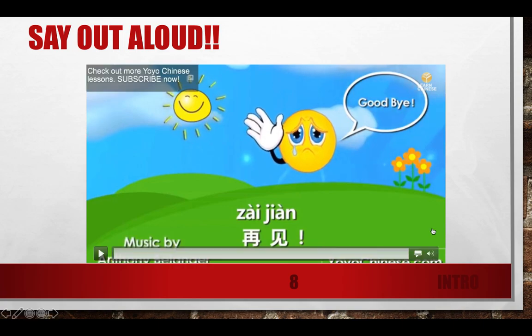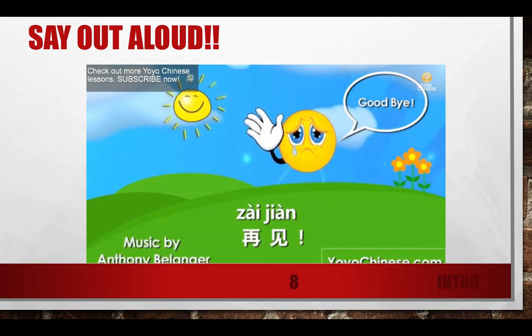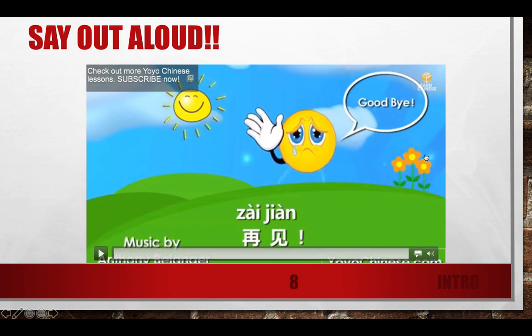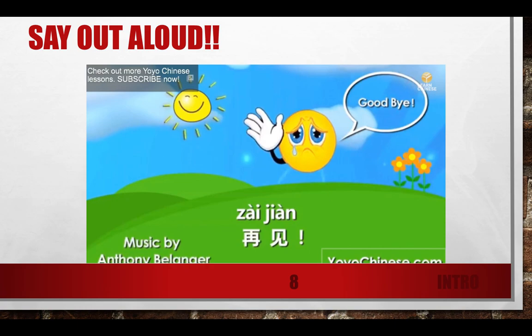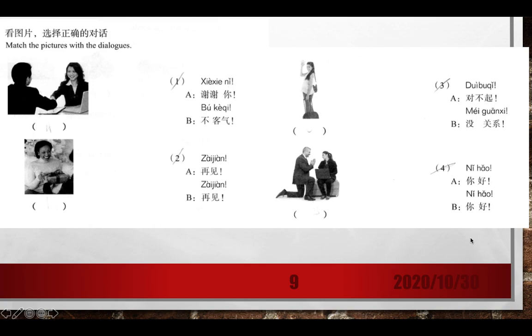Great. It's a very short, interesting cartoon. So here you can repeat this conversation and try to practice on your own. Now, after finishing practice, we can look at this small exercise. We're going to match the pictures with the dialogues. For example, we have 4 pictures and 4 dialogues.